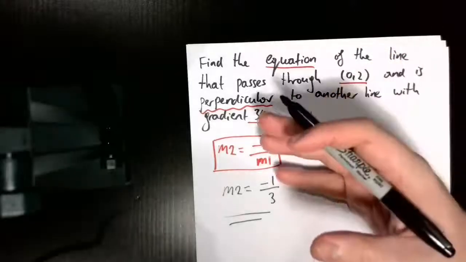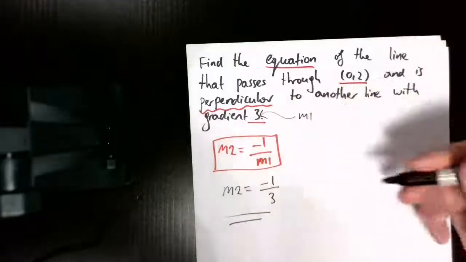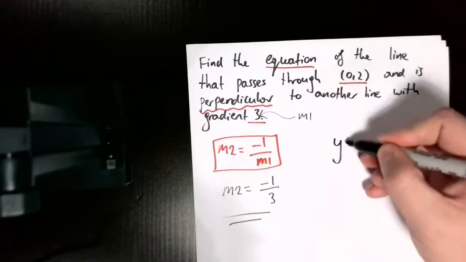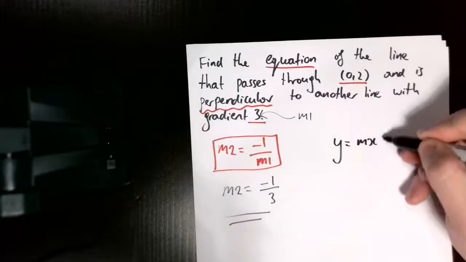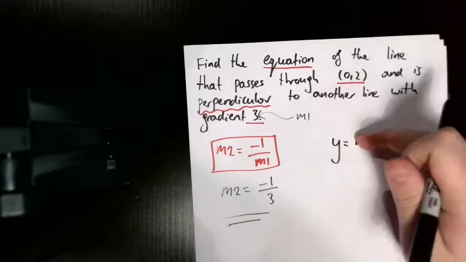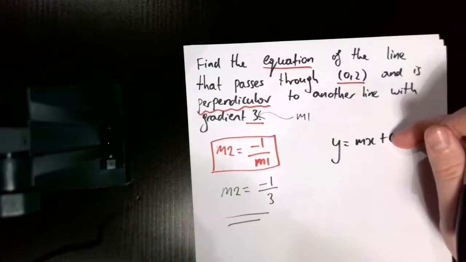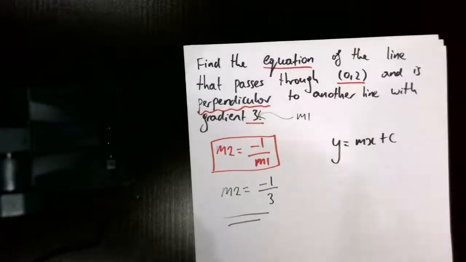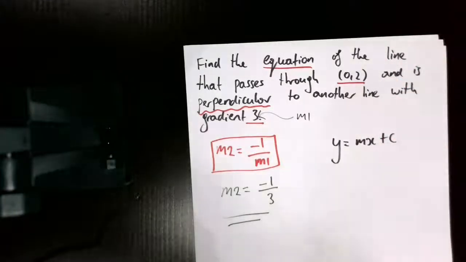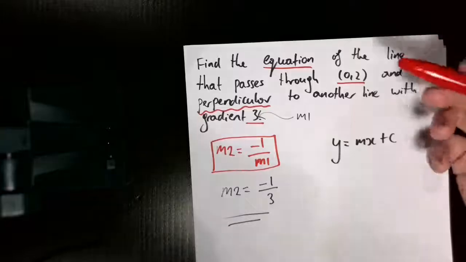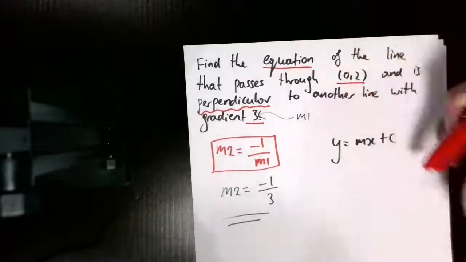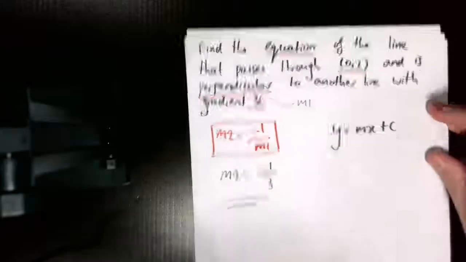Now, we found the gradient. Remember, I kept saying that our new line is going to be in the gradient intercept form. So y equals mx plus c. We found the gradient. Now we need to find the y-intercept. So let's use another piece of information that we have in our question that we're given. And it's this point here. I want you to think about this point and just visualize it for a moment.